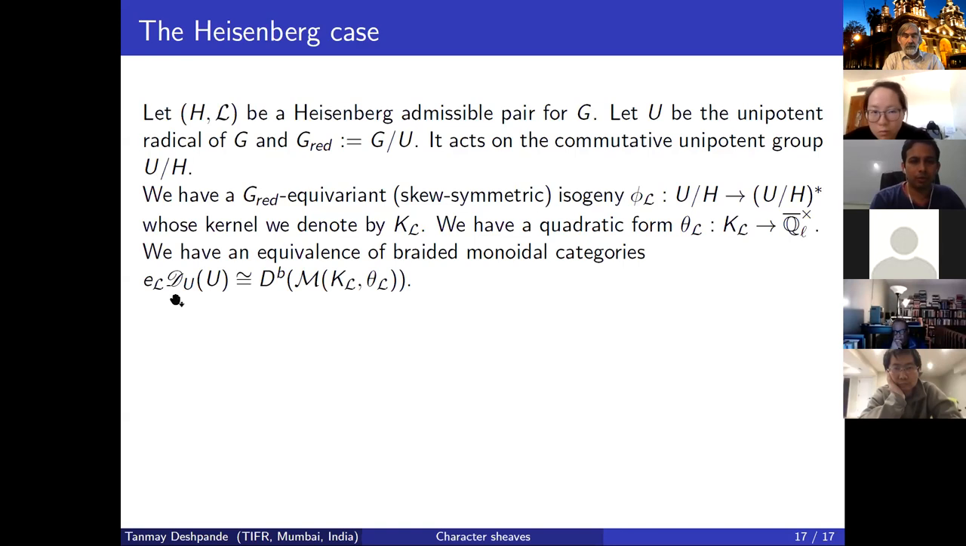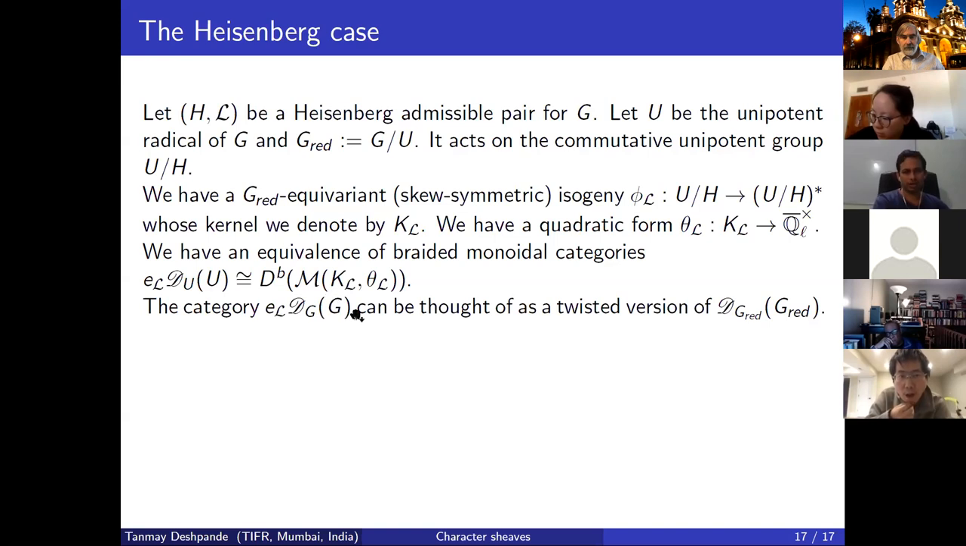So if you look at just the unipotent radical U and this, I won't say much about the right hand side here, but let me just say that this category is the bounded derived category of some very explicit modular fusion category. So this M(KL, theta) is a certain modular fusion category which can be described using this quadratic form, and we have an equivalence of graded monoidal categories.